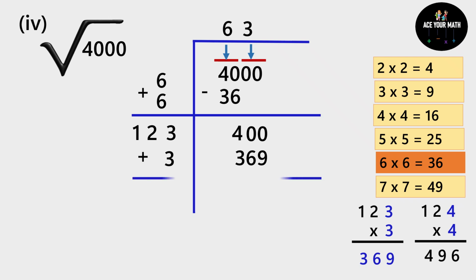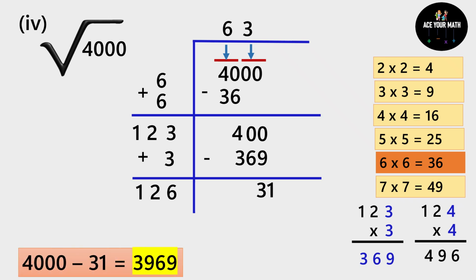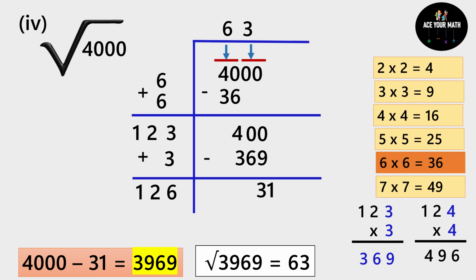Same 3 you will add on the left hand side, and you will do subtraction on the right side. See, subtraction will give you 31 and the addition will give you 126. See, when you get a remainder, that indicates that the given number is not a perfect square. So how to make 4000 a perfect square? You will subtract 31 from 4000. So the new number formed is 3969, and the square root of the new number formed is 63.